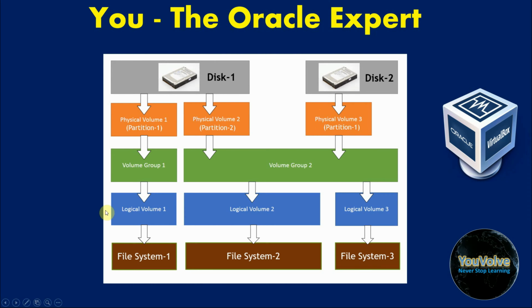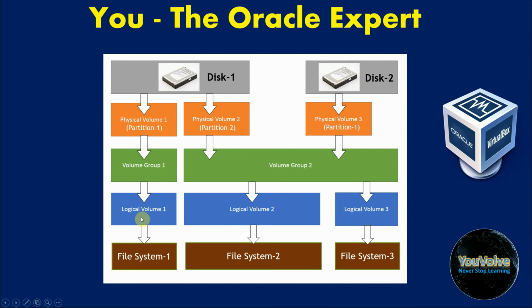Now, in the fourth level of this hierarchy, we can create logical volumes using the volume groups. We can create multiple logical volumes on top of volume groups. Here, for example, we are creating logical volume 1 on top of volume group 1. We create logical volume 2 on top of volume group 2 and logical volume 3 again on top of volume group 2. So volume group 2 has two logical volumes.